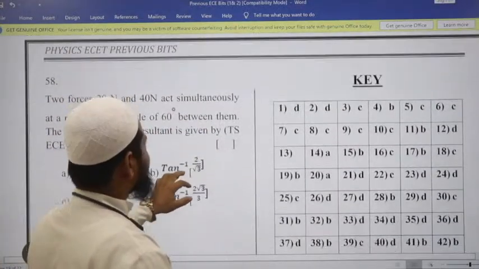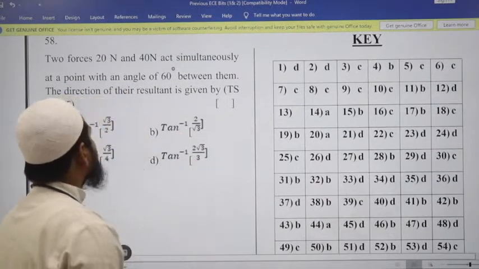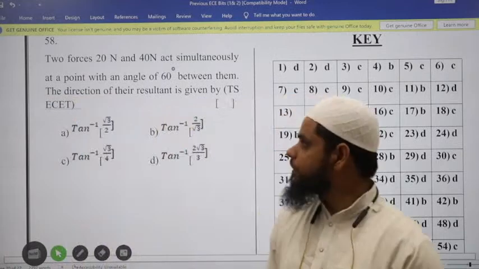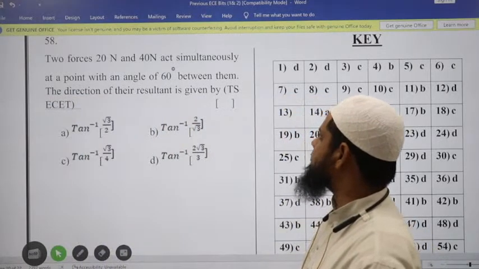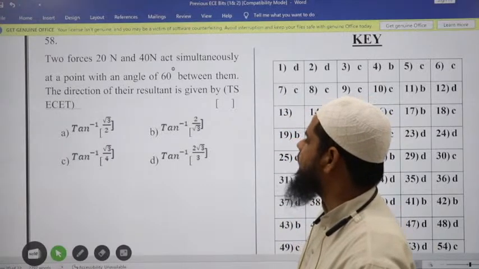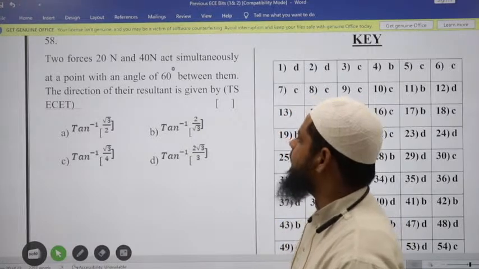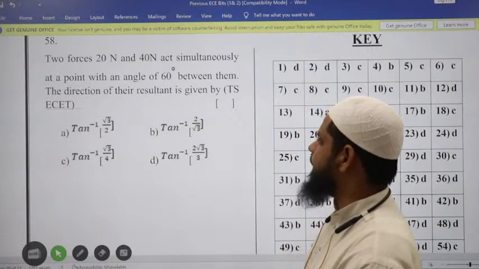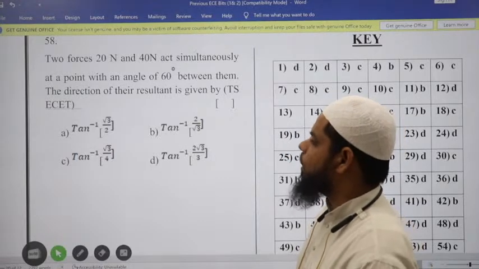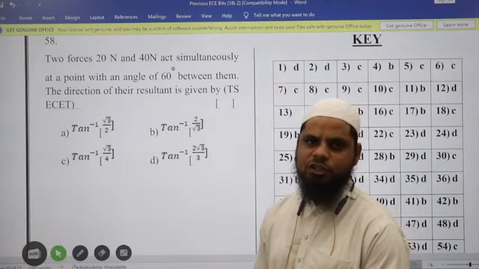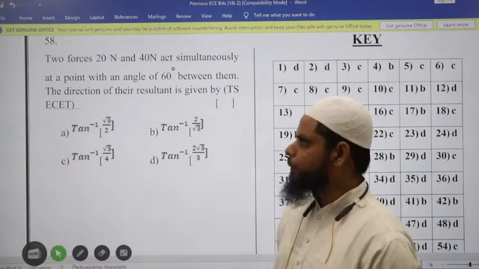The next one, 58. Move on to 58. Two forces of 20 newtons and 40 newtons act simultaneously at a point with an angle of 60 degrees between them. The direction of their resultant is given by, in that case, the direction of resultant, what do you need? What is the direction of resultant?